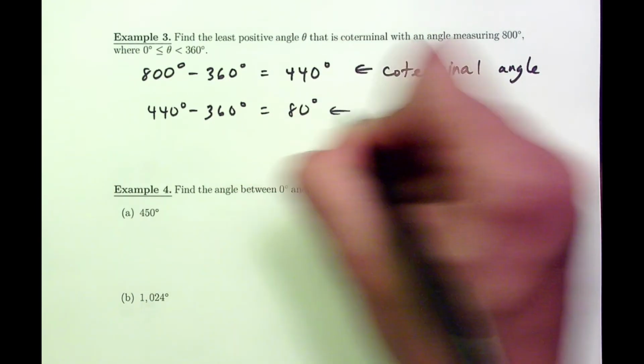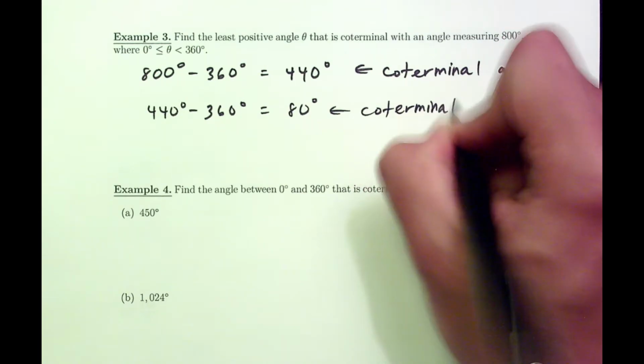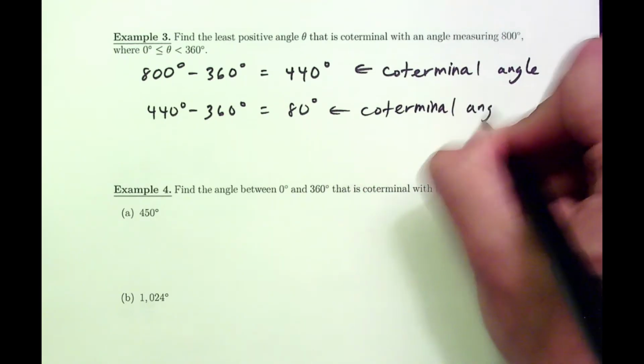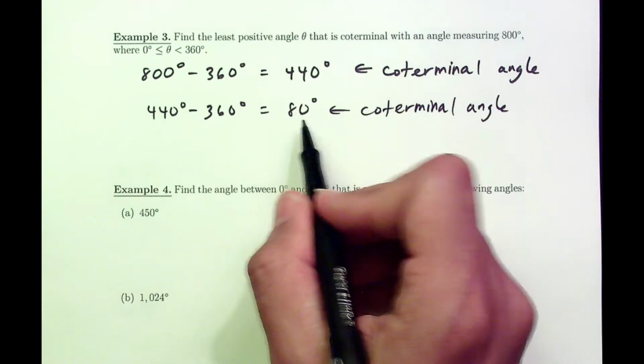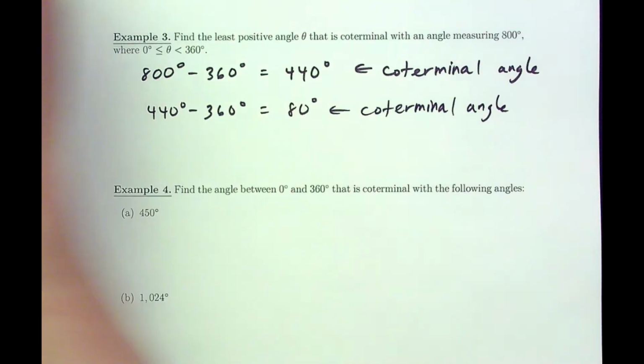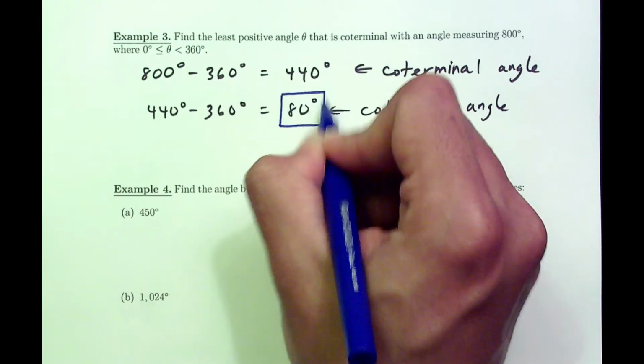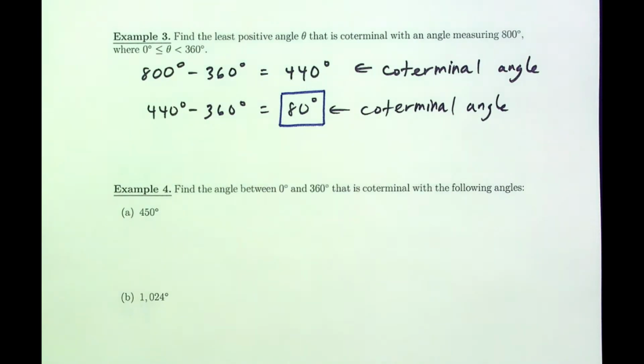So 80 is also a coterminal angle. So both are coterminal angles, but this is the one that, according to the instructions, they want. So our answer is going to be 80, because 80 is between 0 and 360, and is the smallest positive one. If you were to do it again, you would become negative.